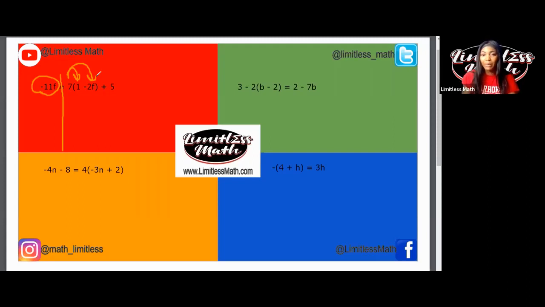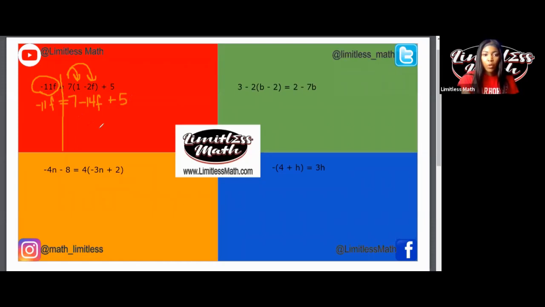11 is not divisible by 7, so we don't want to make something that has nice round whole numbers turn into fractions if we don't have to. So 7 times 1 is 7. 7 times negative 2f is negative 14f. And then this 5 doesn't get multiplied because it was not in the parentheses. So we're just going to simply bring it down and bring down the other side.